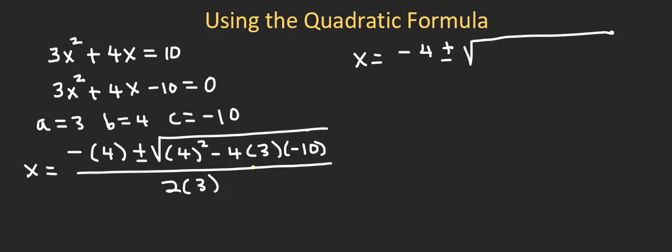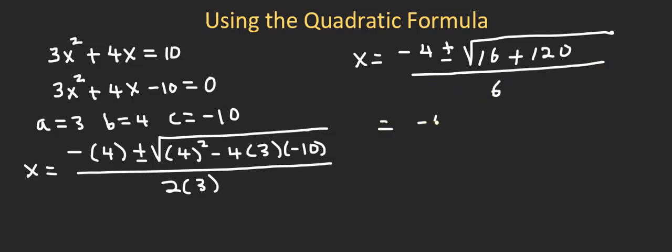Now be careful with the order of operations. You've got to do the exponents first before you multiply. So you get 16. And then you get negative 4 times 3, negative 12. Negative 12 times negative 10, positive 120. All over 6. So you end up getting negative 4 plus or minus radical 136 over 6.